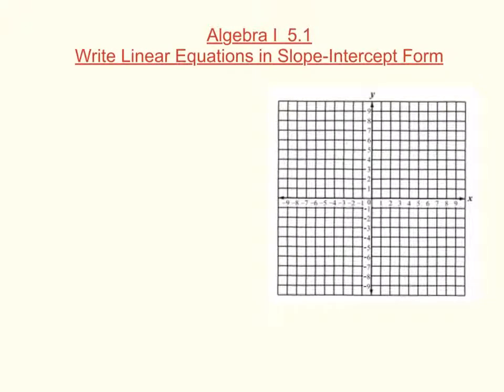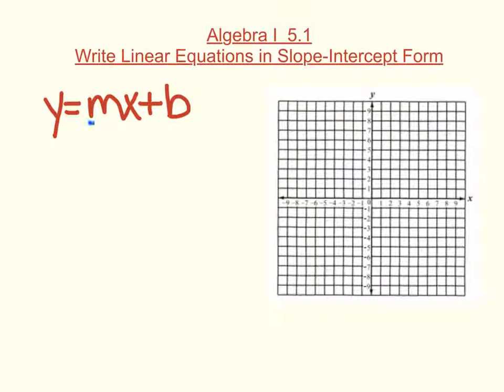Today in Algebra 1, Chapter 5, Section 1, we are going to learn to write linear equations in slope-intercept form. It's been a while since we've done this, since we've been out over the Christmas break, so let's refresh that just a minute. Slope-intercept form is y equals mx plus b.